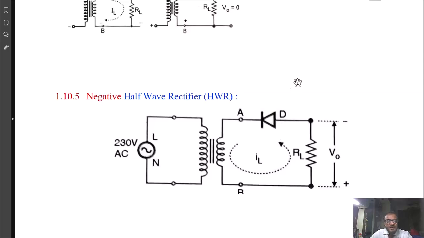Let us study the negative half wave rectifier. The only difference between the positive and negative half wave rectifier is the polarity of the diode. If the diode polarity is reversed, the output voltage will be negative, and the operation remains the same and similar to the positive half wave rectifier.